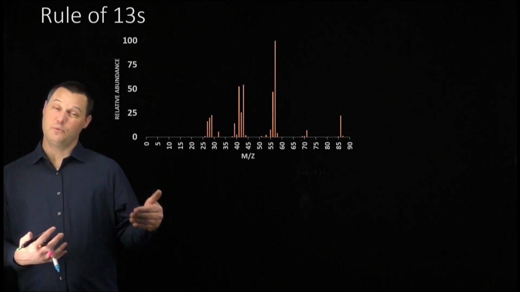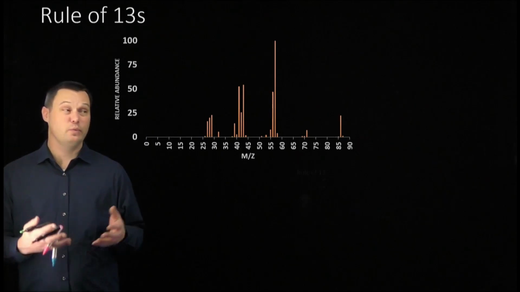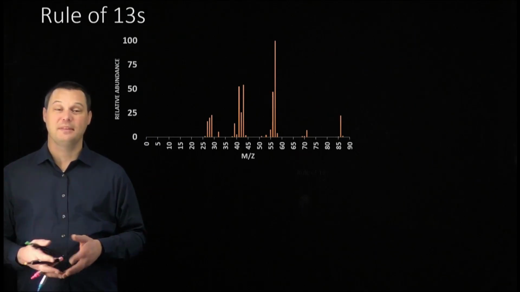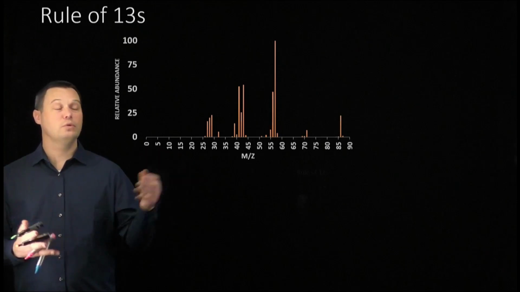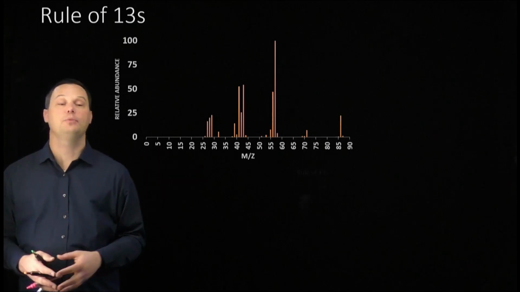And if instructors are really pushing you in your spectroscopy studies, we may not give you a molecular formula at all. If that's the case, the first thing we want to do is this rule of 13s on our mass spec to get a list of plausible molecular formulas.